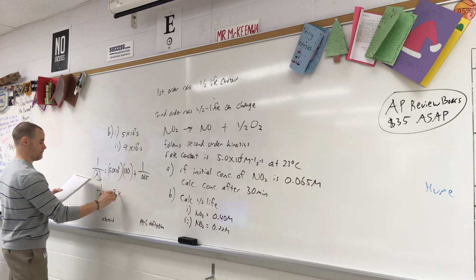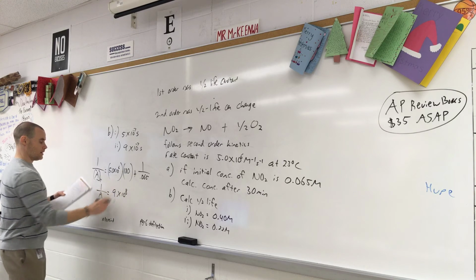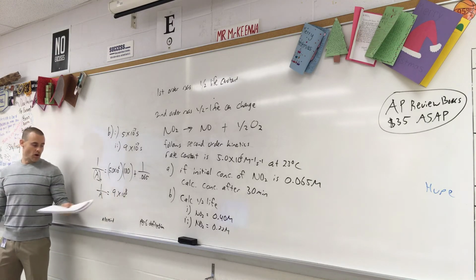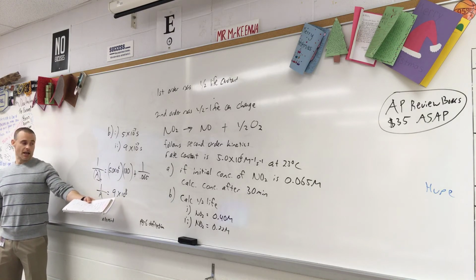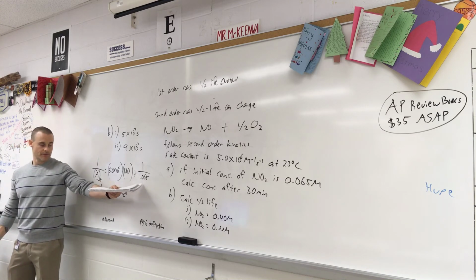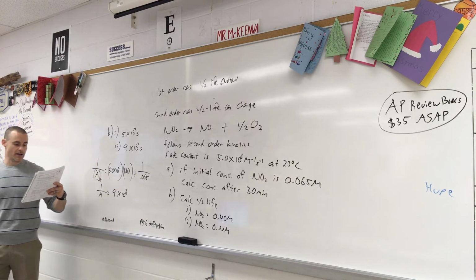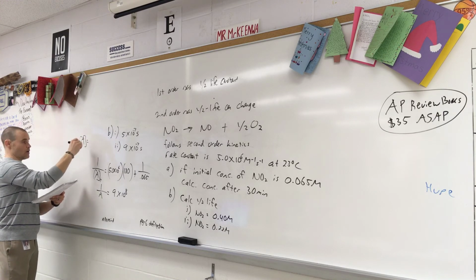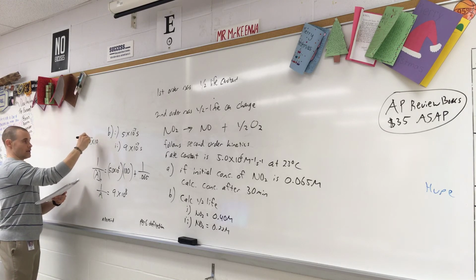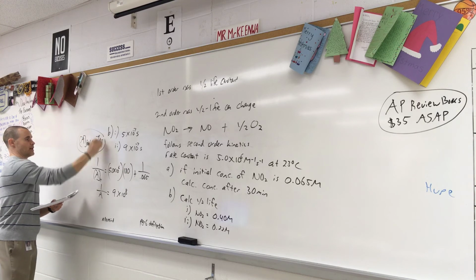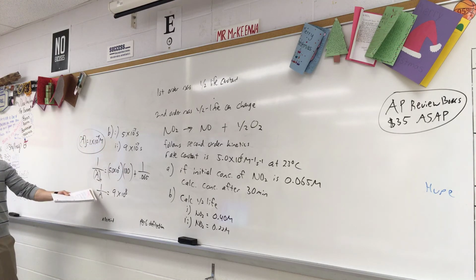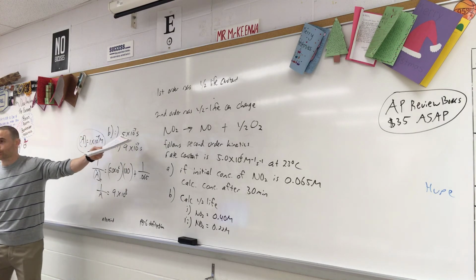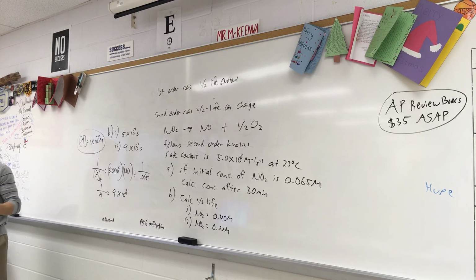So I know we're out of time. 1 over A, I got 9 times 10 to the 8th, so I just plugged everything in. And then when I solve for A, it's 1. So the concentration of A is 1 times 10 to the negative 9 moles per liter. So that's the answer to A. I used A, but it's really NO2, so this really should be NO2 here.